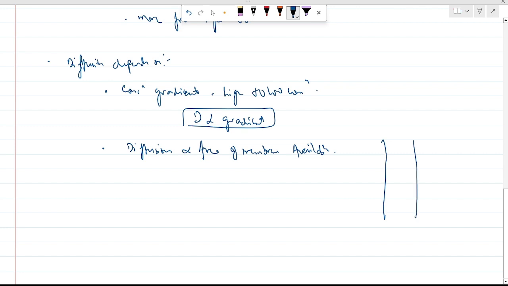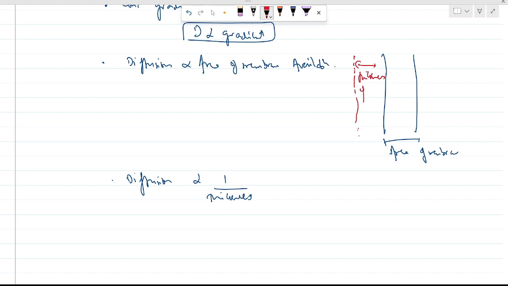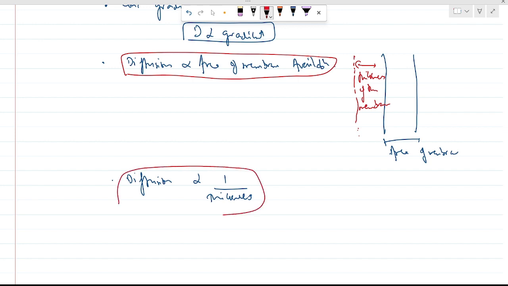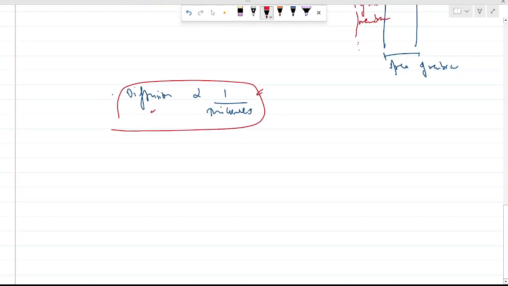For example, this is the membrane, so this is the area of membrane. The third factor on which diffusion depends is that diffusion is inversely proportional to thickness. So this is the membrane we have already drawn. Now for example, this membrane becomes thicker, so this is the thickness of the membrane. These two things are self-explanatory. Increase in area of membrane available increases the diffusion, and thickness actually obstructs the process of diffusion. Diffusion is inversely proportional to thickness.